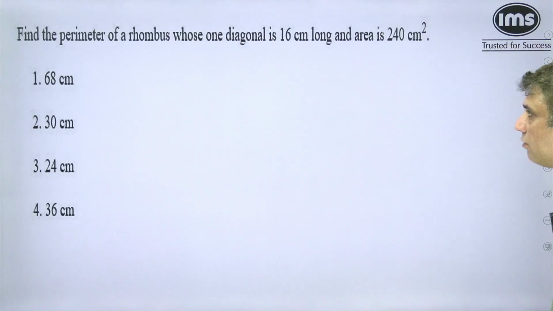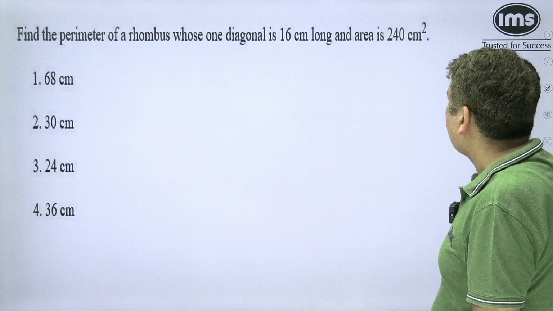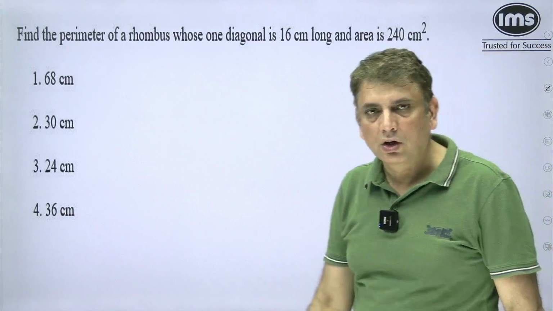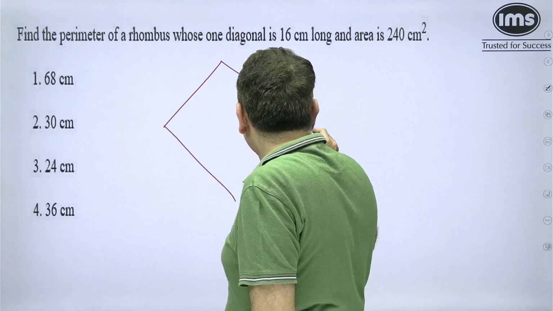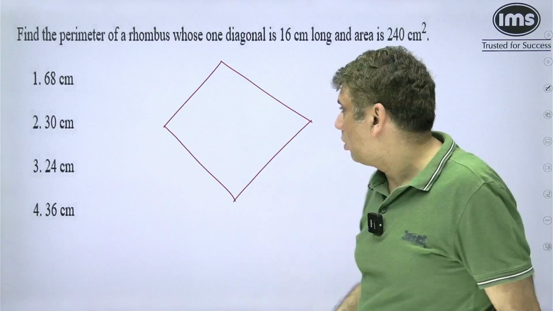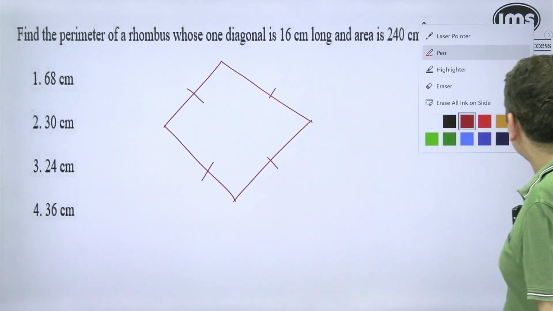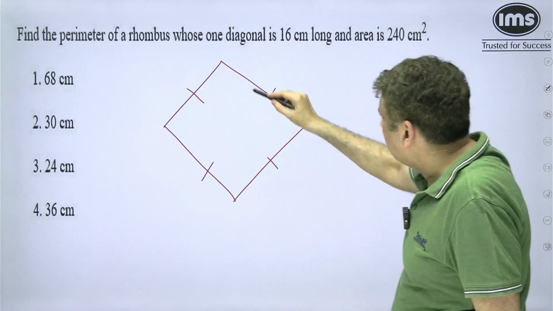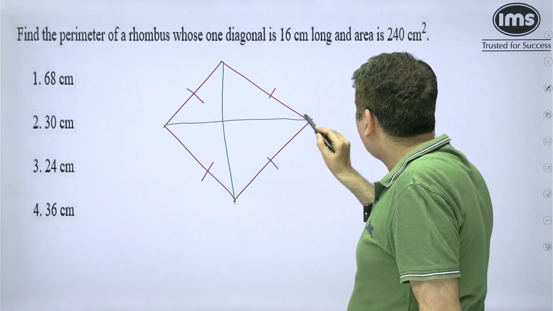Moving on to the next question, find the perimeter of a rhombus whose one diagonal is 16 centimeter long and the area is 240 centimeter square. Now rhombus is a quadrilateral, or rather rhombus is a parallelogram whose all sides are equal. All sides are equal. Diagonals bisect each other at 90 degrees. This is another condition for rhombus.